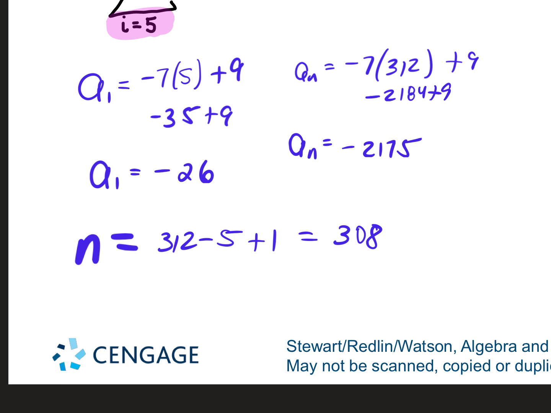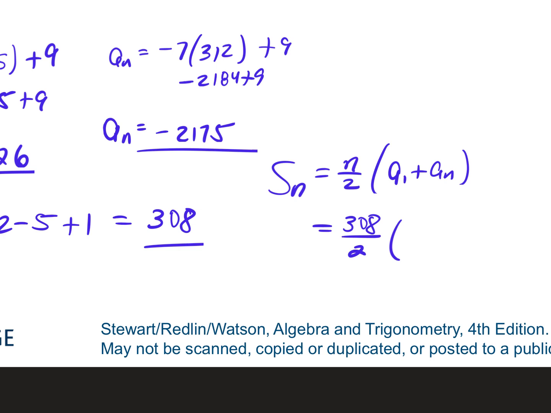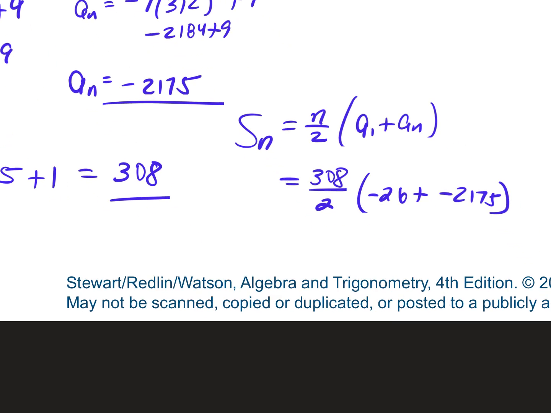So now you take these 3 pieces of information and you plug them into the formula. Your formula for the sum of this whole sequence is n over 2 times the first term plus the last term. So I'm going to say 308 numbers divided by 2. What was the first term? Negative 26, plus what's the last term? Negative 2175.